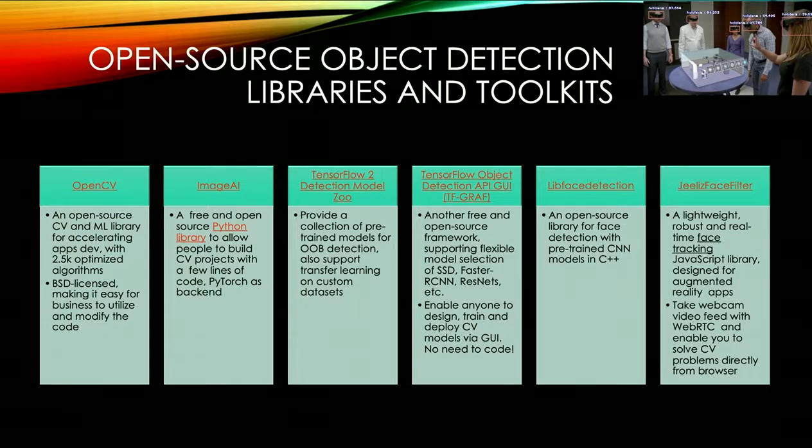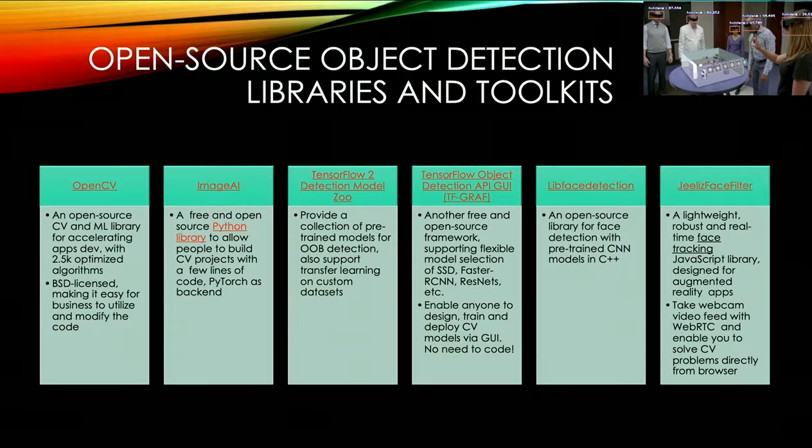There are also many open source object detection libraries and toolkits available, such as OpenCV, an open source computer vision and machine learning library for accelerating application development with more than 2,500 optimized algorithms. It is also BSD licensed, making it easier for businesses to utilize, adopt, and modify the code for specific use cases. ImageAI is another free and open source Python library that allows people to build a computer vision project with a few lines of code, using PyTorch as a backend.